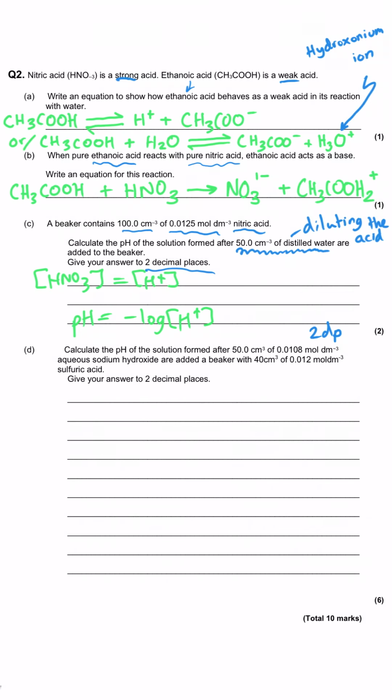So there's 2 ways of doing this. You can go down the moles route or you can go down the proportion route. They'll both, of course, get you the same answer. So let's do the moles route first.